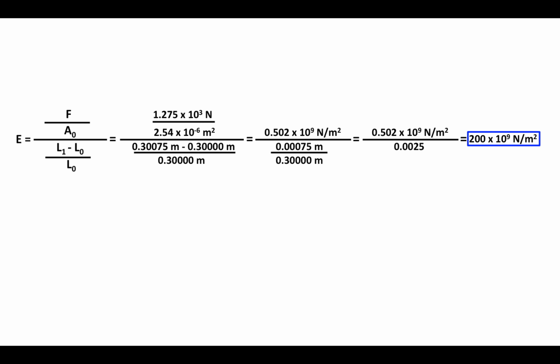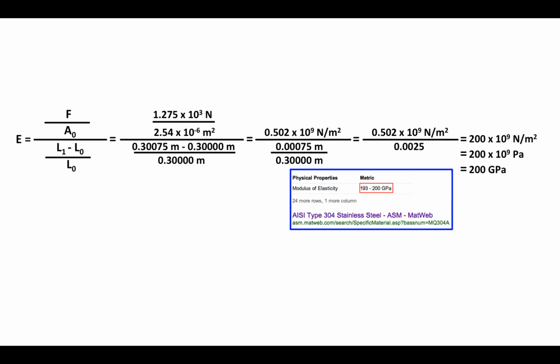And 200 times 10 to the 9th newtons per square meter is 200 times 10 to the 9th pascals, or 200 gigapascals. And if we look at the literature, we find that that 200 is pretty close to the typical reading given for the modulus of elasticity of stainless steel wire. About 200.